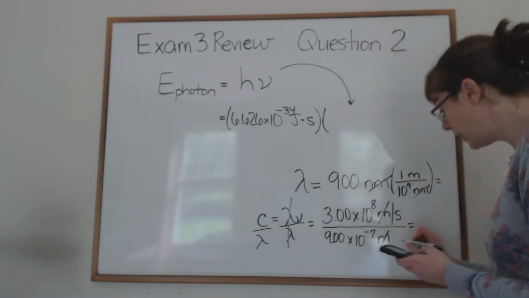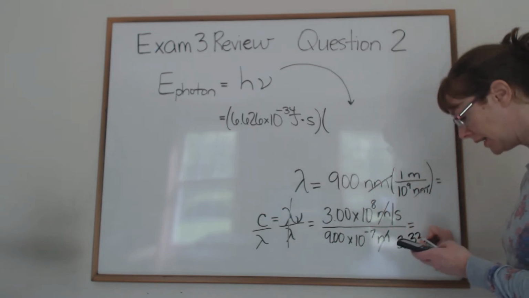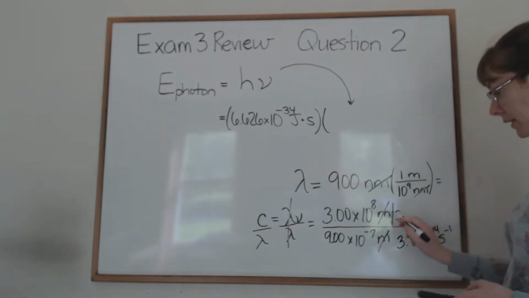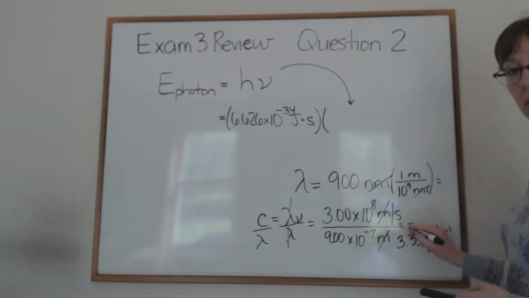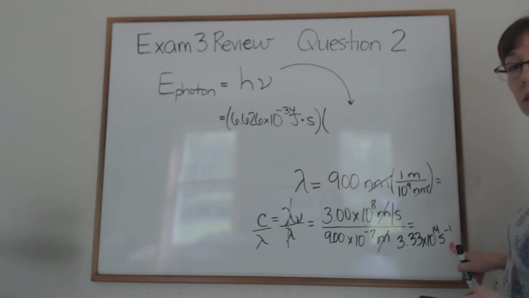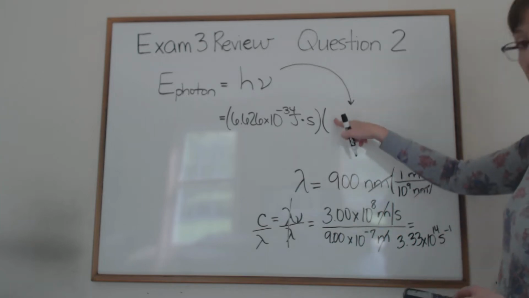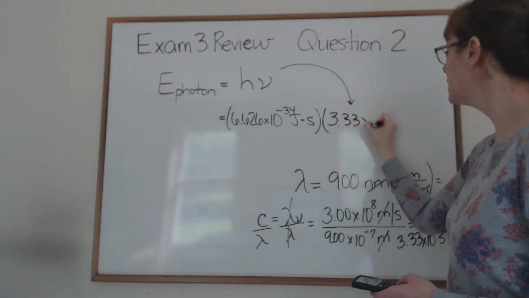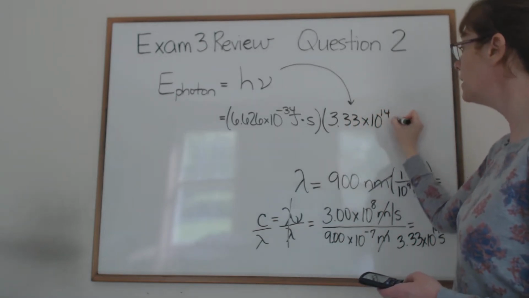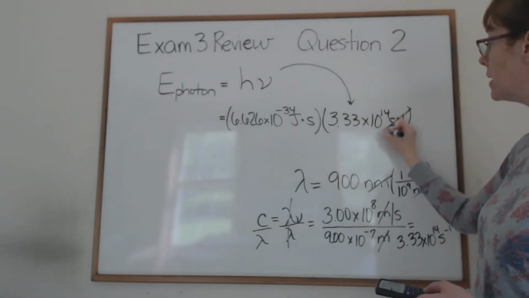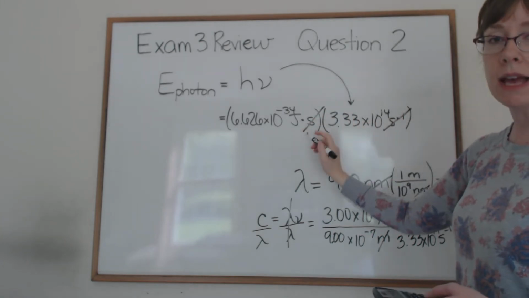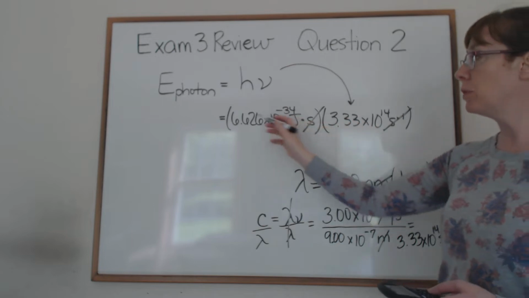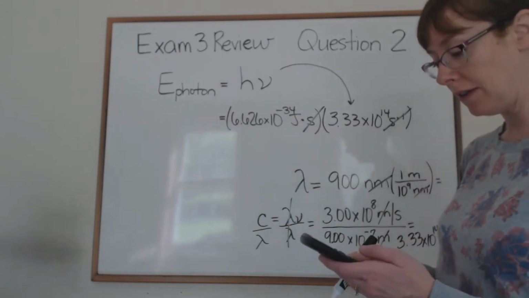And you will get 3.33 times 10 to the 14th s to the minus 1. S to the minus 1 because s is the surviving unit, but it's in a denominator, and that is the correct unit for frequency. That's the number we're going to implant in here. 3.33 times 10 to the 14th s to the minus 1. You'll see that s to the minus 1 will cancel out with s, because that's in a numerator, that's in a denominator, and they'll cancel. And then you'll be left with joules, which makes sense. You're looking for energy of a photon.